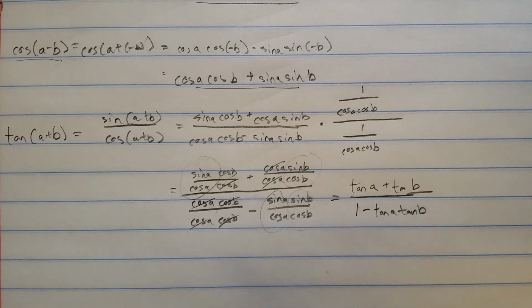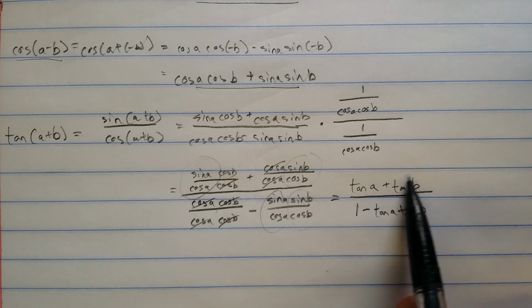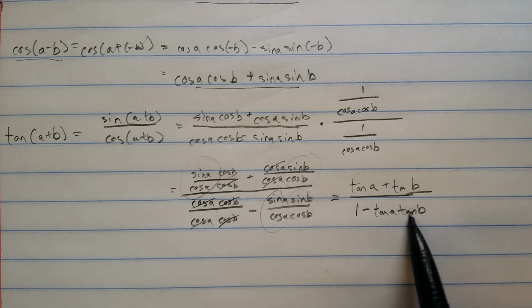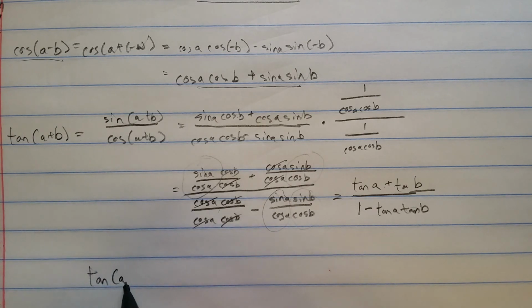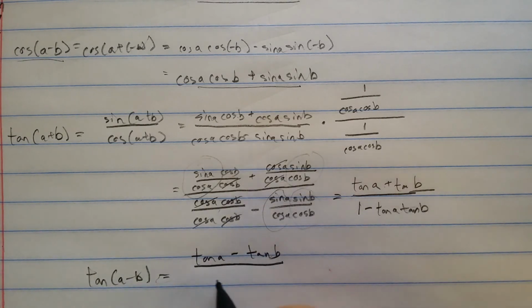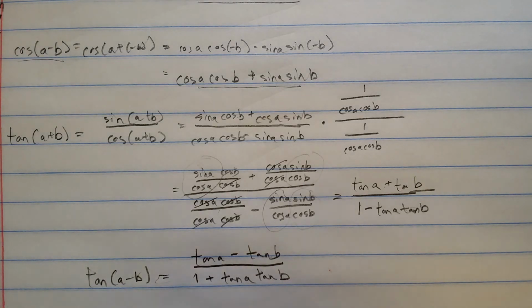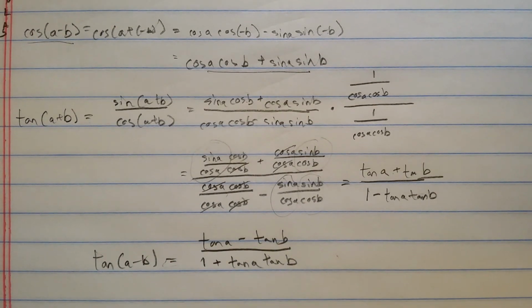Now remember, tangent is an odd function, so if we want a difference formula, we'll make this a negative B. This one will change, this will change sign, and so will this. So we also get from that that tangent of A minus B is tangent A minus tangent B over 1 plus tangent A tangent B, just using the fact that it's an odd function, changing the sign on B, which changes those signs. Okay, so now we have sum and difference formulas for the three main trig functions.